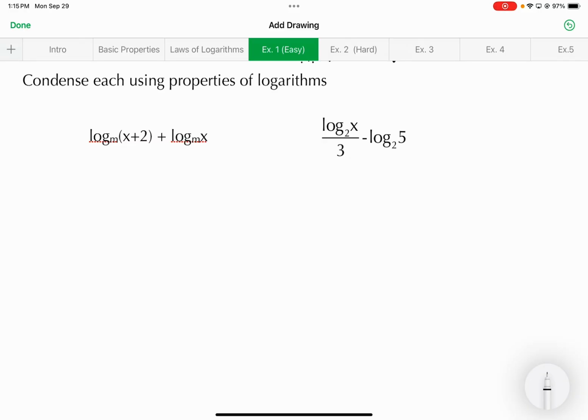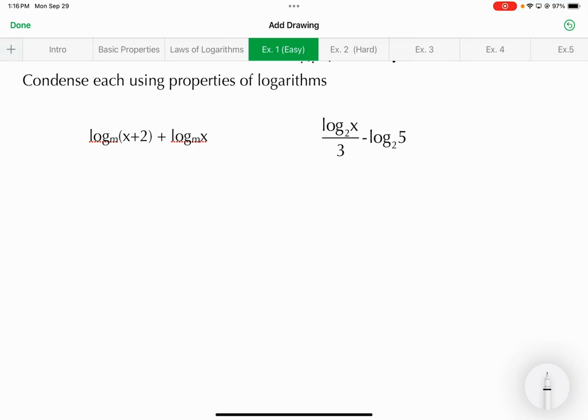All right, so log base m of x plus 2 plus log base m of x. Because I have the same base and I am adding the two logs together, which rule would you expect me to use? I'm going the opposite direction now. Now I'm going from right to left. Product, right? Because I'm adding two logs together so I can combine them using product, okay?